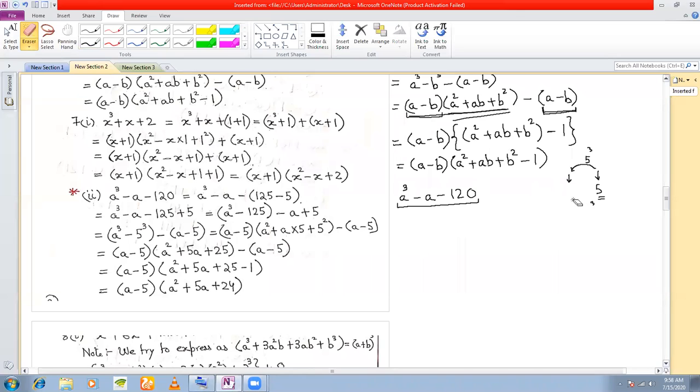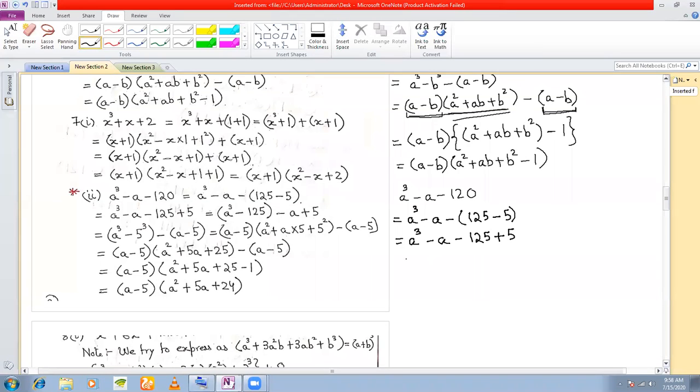I want to split 120 into a sum or a difference of two numbers, such that one is the cube of the other. So what I do is I first split 120 as 125 minus 5. So 5 cube is equal to 125. Now I open the brackets. I've made it four terms: a cube minus a minus 125. And when I open the bracket, this becomes a plus.